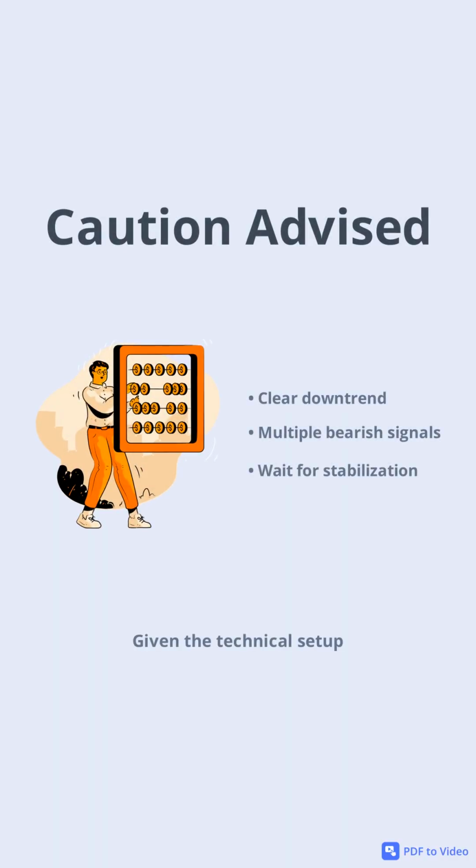Given the technical setup, caution is strongly advised for anyone considering a position in DVLT. The stock is in a clear downtrend with multiple bearish signals across all timeframes. Jumping in without confirmation of a reversal can lead to significant losses. It's better to wait for clear signs of stabilization and a shift in momentum before making any moves.